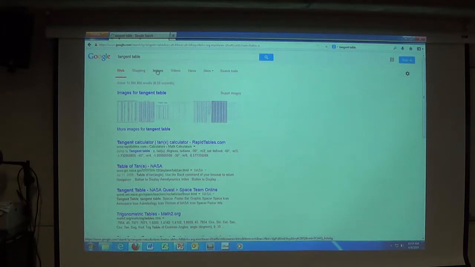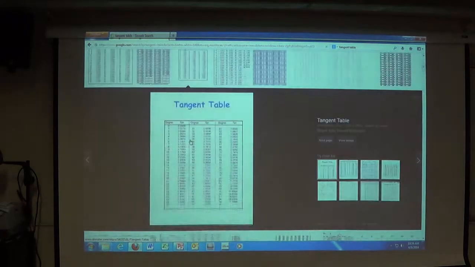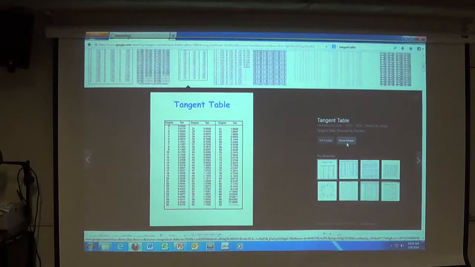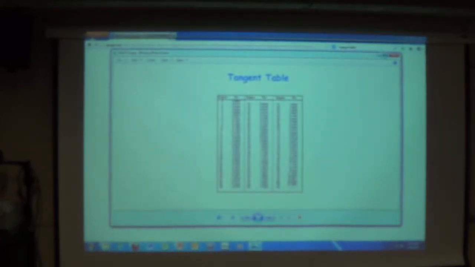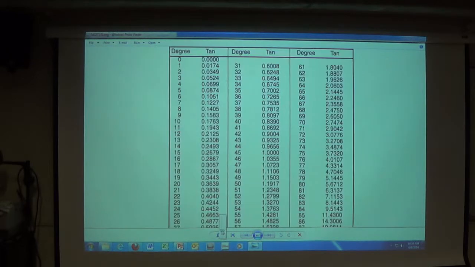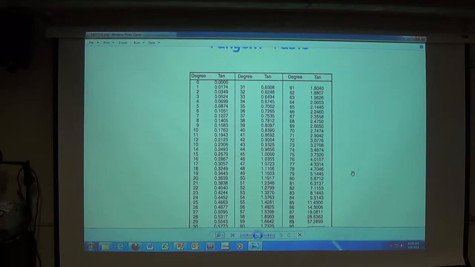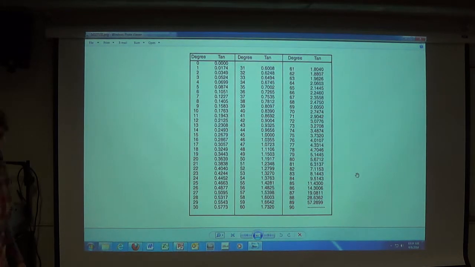But I'm going to do an image search. Let's see if we like any of these. Tangent table, this one. Oh, that's cute, let's use that one. It's just tangents. Yes, I want to open that. Stop asking me things, just do it. Can I make that bigger? Oh, that's not bad at all. Why can't I scroll? Oh, ask and she shall receive.